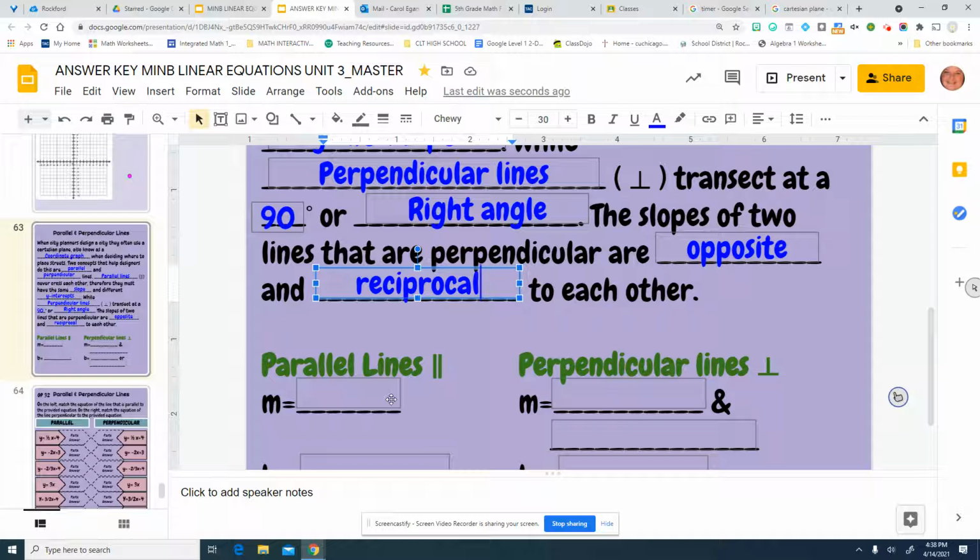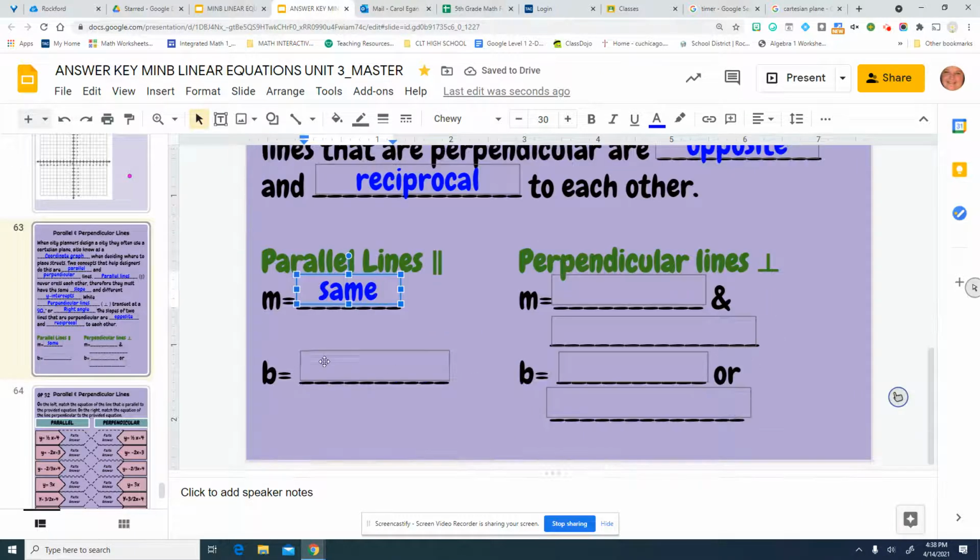So when we're looking for parallel lines, we should know that the slope is going to be the same between the 2 lines, and the y-intercept is going to be different.